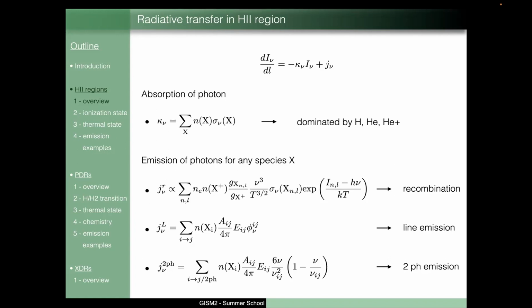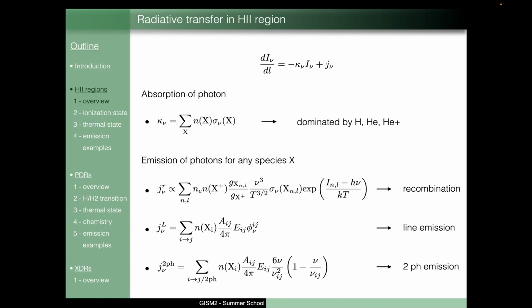The first process is the recombination of an electron onto an ion. When an electron recombines onto an ion, it builds the ion, but with a lesser stage of ionization, and it builds the ion in one specific excited level, which is represented here by its quantum number, N and L. When this process happens, there is an emission of photons, which is highly peaked at the ionization potential of the level, but with energy slightly larger than the ionization potential.